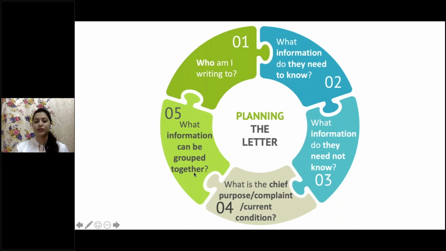So what information can be grouped together? A lot of times a lot of letters will have a similar set of information. So don't just go according to the notes. Try to group similar information into one paragraph, so that your letter does not look repetitive. And also, the minute you start repeating too many sentences, you increase your word count, and if you cross your word limit, it's the first sign that you have put in a lot of things that are not required.